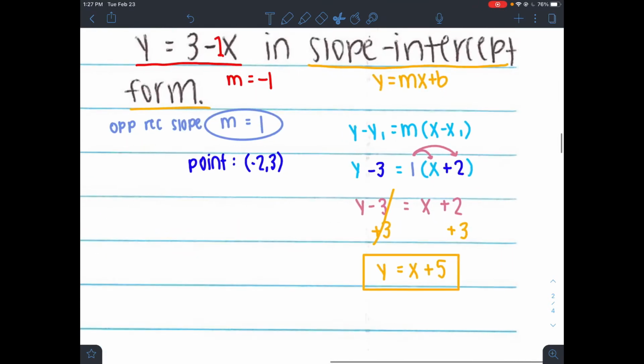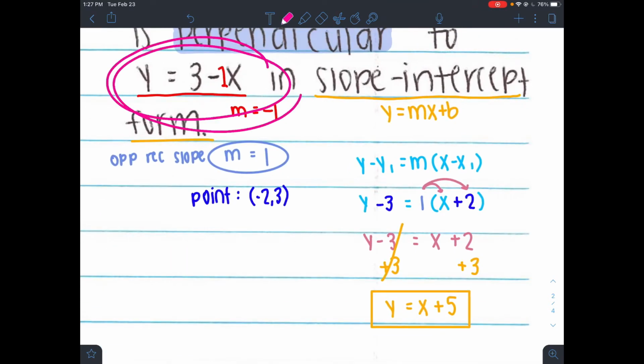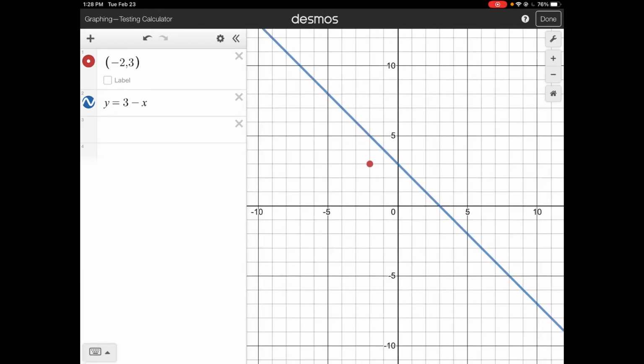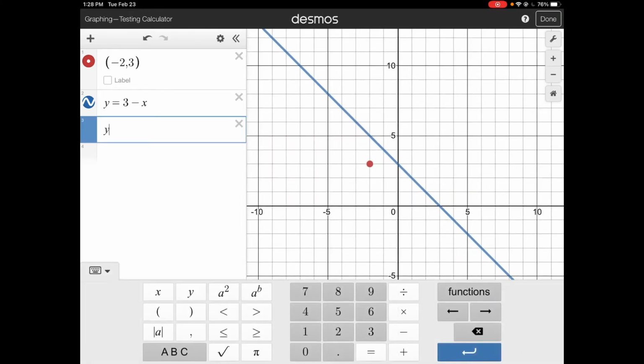All right, now question, is that equation the same as the original equation they gave us? No, and it shouldn't be. It should be a brand new equation. So let's go ahead and type that one in. Now remember that green one was our old one. That was from the last problem. Now they used the exact same equation. They used y equals 3 minus x, and then they used the same exact point. But this time for our equation, we got y equals x plus 5.